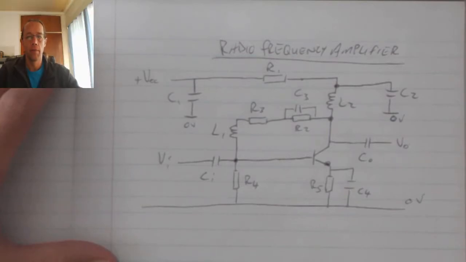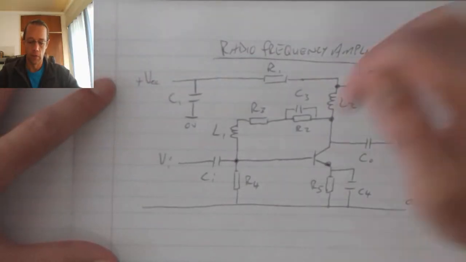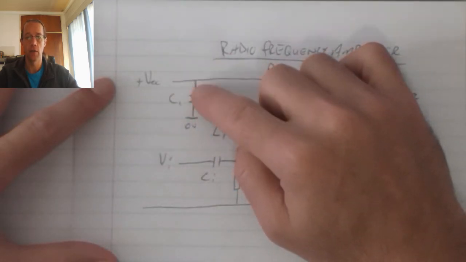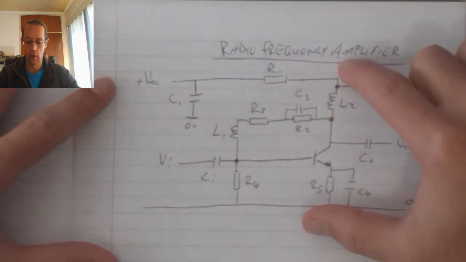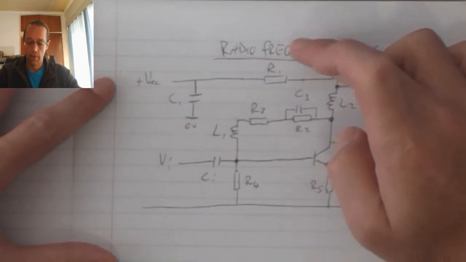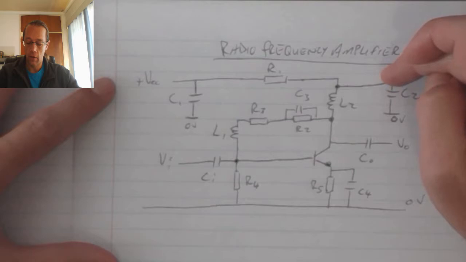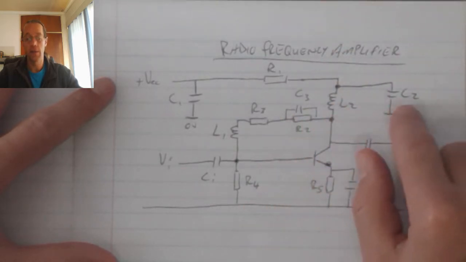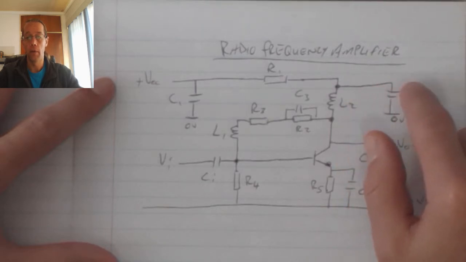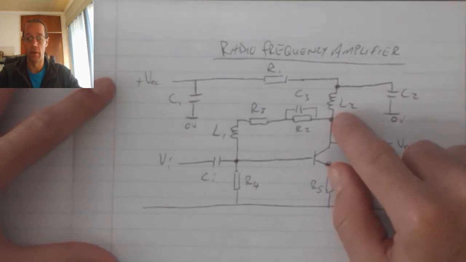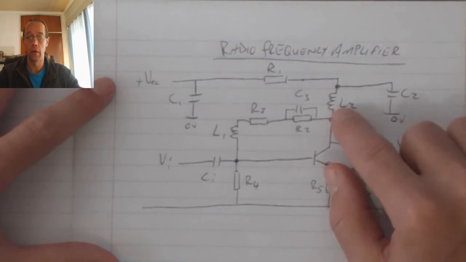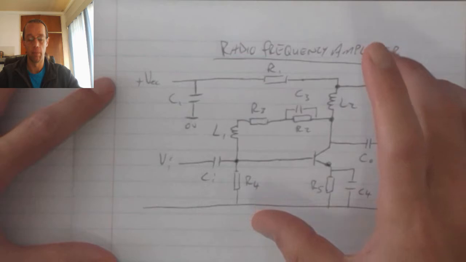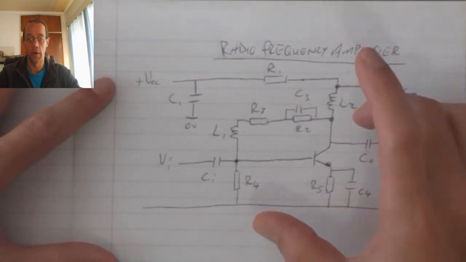The radio frequency amplifier circuit, we've got a positive supply. This is just a stabilizing capacitor to ensure a constant voltage supply across the circuit. The circuit has L2 and C2 over here that operates as part of a tank circuit to determine the operating frequency that this amplifier will operate at.